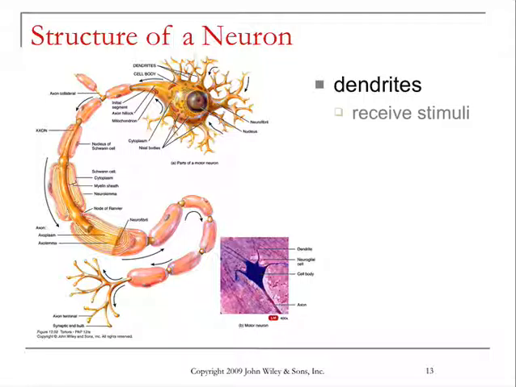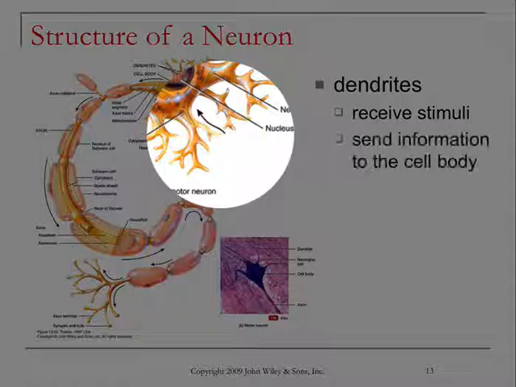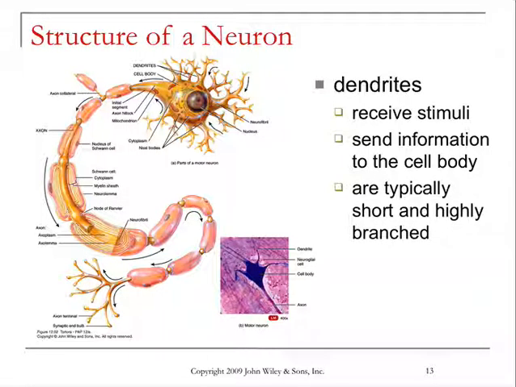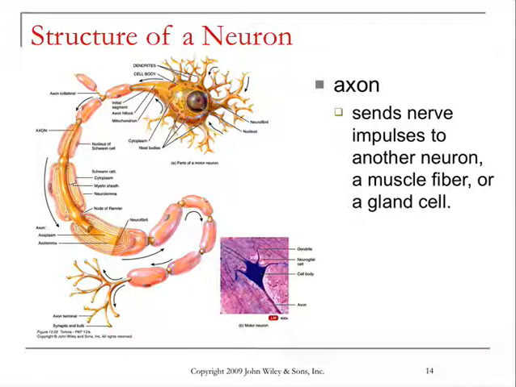Let's now look at the dendrites. The dendrites receive stimuli, as is indicated by this arrow, and they send information to the cell body. So in other words, the dendrites can be receiving information from another neuron, or they could be picking up stimuli such as sensory messages from your various sense organs. The dendrites are typically short and highly branched, as we can see in this diagram. The axon sends nerve impulses to another neuron, a muscle fiber, or a gland.